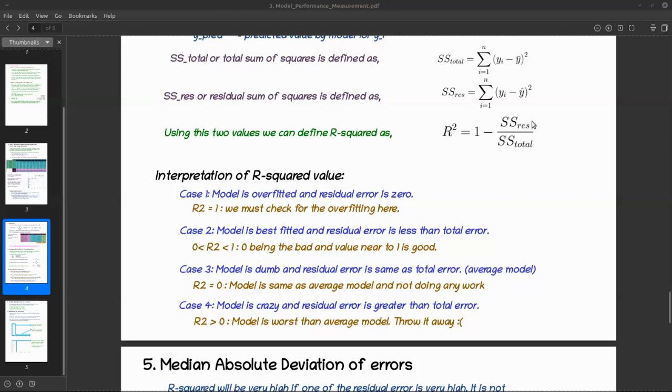1 means your residual error is 0. Let's say you're not making any error, an overfitting model. So 0 divided by anything is 0, and 1 minus 0 is 1. So R squared is 100%.